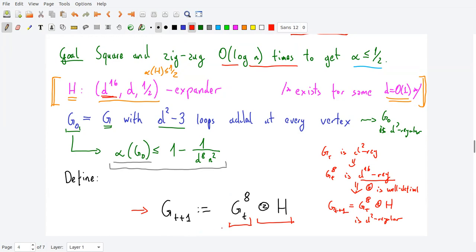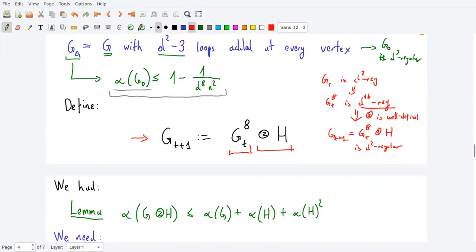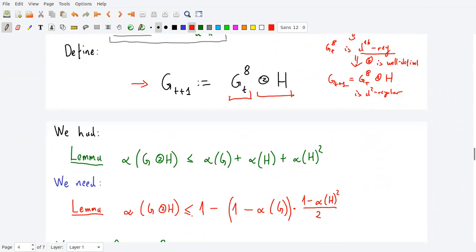In this way, I have defined some sequence of graphs. So far, I do not care about the computability of all of this. This is just a mathematical construction. The computation issues we will discuss later. Good. So we have defined this graph G1, G2, G3, and so on and so on. So what do we have?